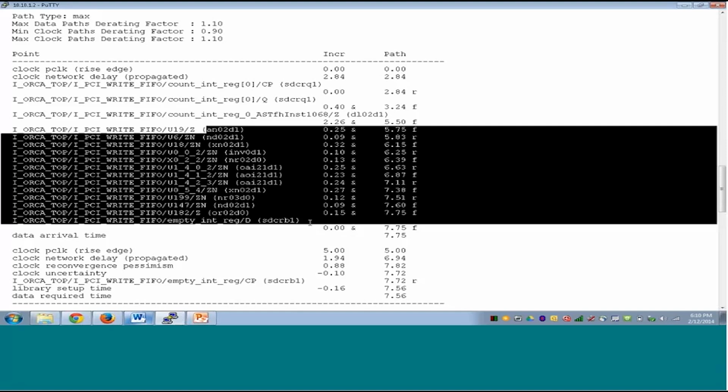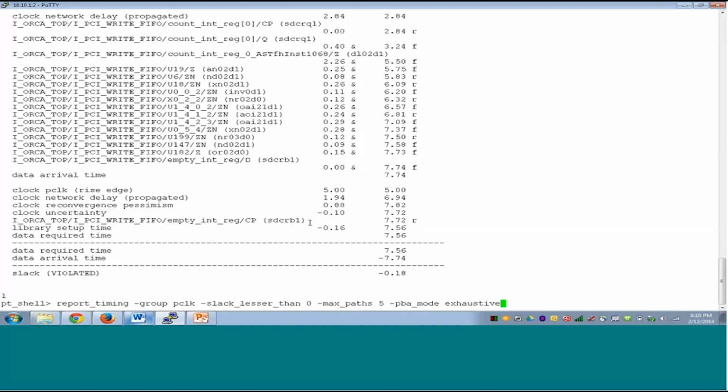Second, hold paths are critical when the logic depth is less, when there is less delay. So PBA will probably not give you a lot of advantage for those. Why? Because the logic depth is still small. There are just maybe 2 or 3 stages in the data path. So not a lot of PBA advantage. So this is how you do a PBA analysis.